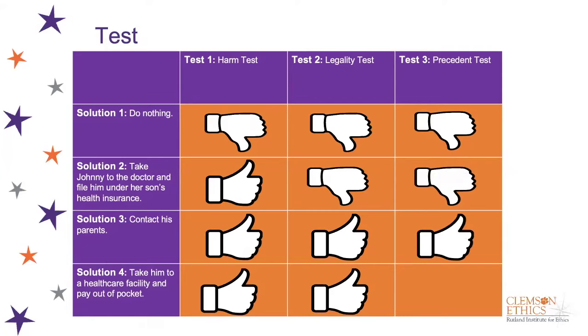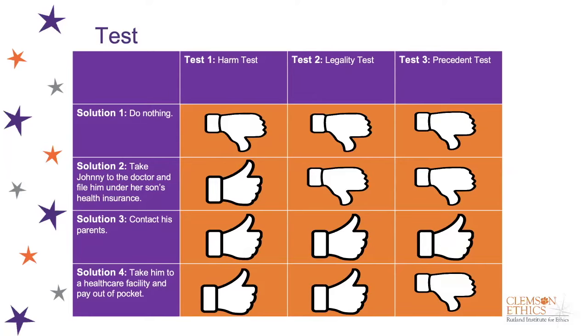Solution 3 passes the test because it is the right first action to make in this dilemma. It will lead to many others being helped in the future. Solution 4 gets a thumbs down because it is not the most appropriate action for this dilemma and would likely cause issues in the future. So we have a winner. Solution 3 passes all 3 tests.